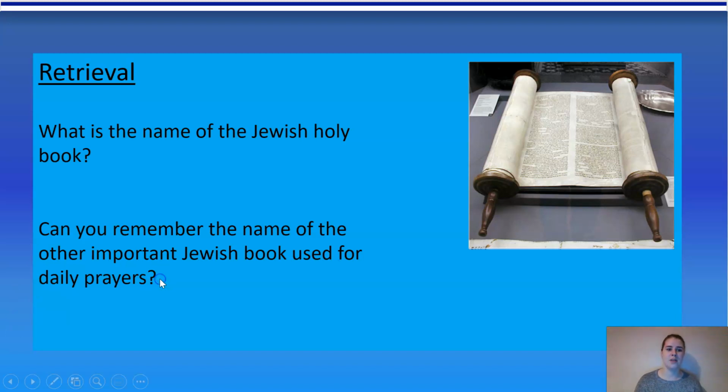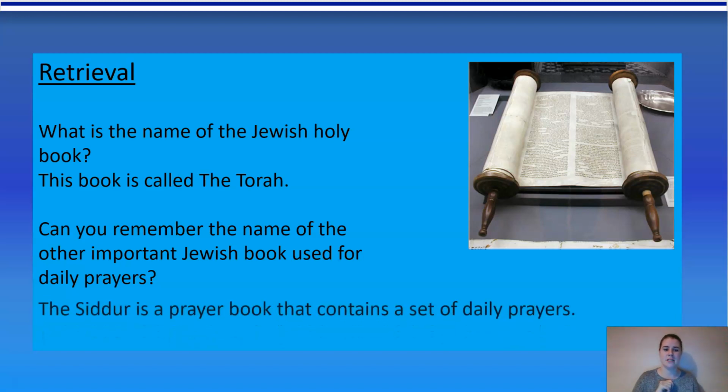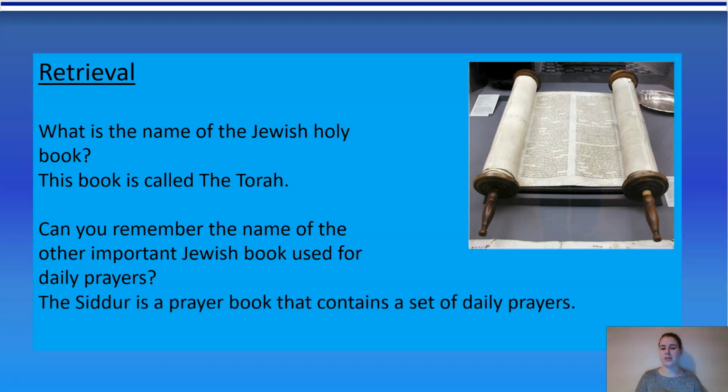Okay, so the name of the holy book is the Torah. The Torah is actually a big scroll, a very giant scroll where the transcripts and scriptures are written, and then it's moved to each position every day. Now, if you hadn't remembered this one, the Siddur is the prayer book that contains the set of daily prayers. So those are the 2 important books within the Jewish faith.